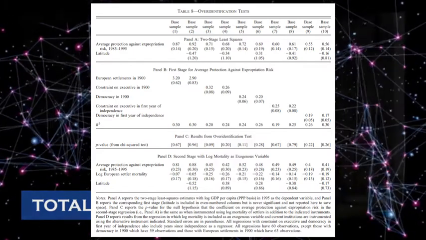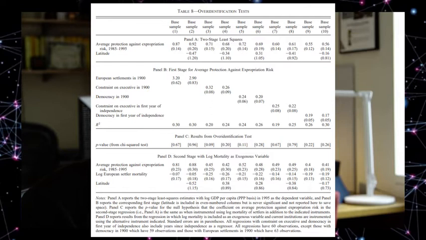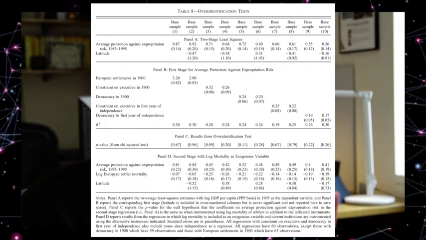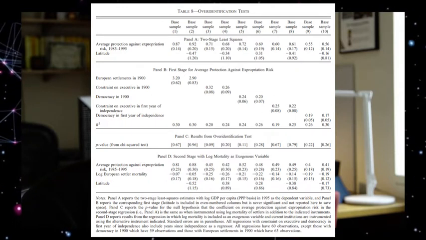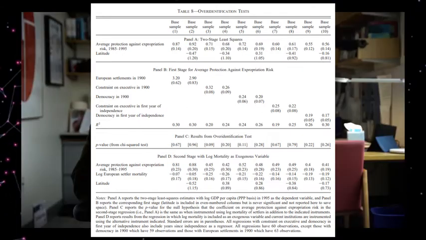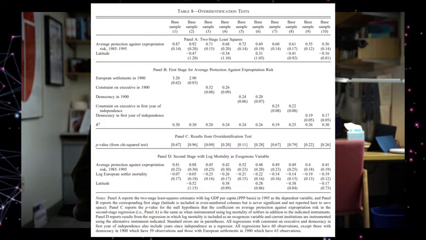In the top panel, Panel A, we report the two-stage least squares estimates of the effect of protection against expropriation on GDP per capita using a variety of instruments other than mortality rates, while Panel B gives the corresponding first stages. These estimates are always quite close to those reported in Table 4. For example, in Column 1, we use European settlements in 1900 as the only instrument for institutions. This results in an estimated effect of 0.87, with standard error 0.14.